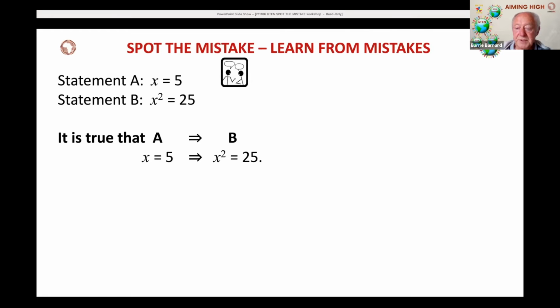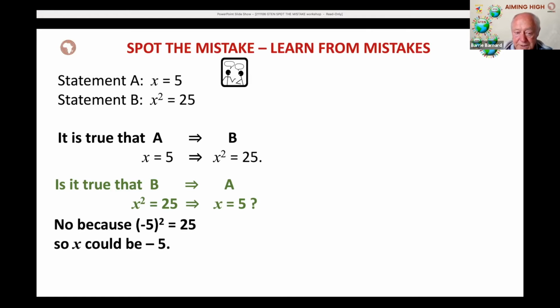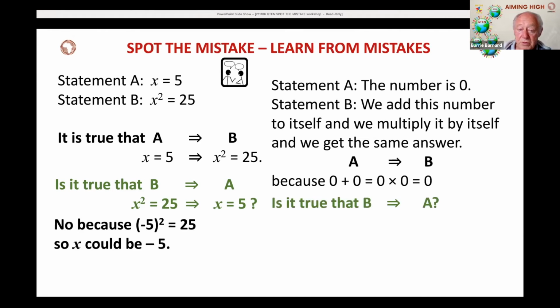But the question now is, does the converse hold true? And I think that's coming up now. So it's true that B implies A. And here we have a good look, and we see that minus 5 squared is also 25. So a minus 5 could also be an answer for x. So the converse in this case is not true. It's not the only answer that we can get. So let me just go back to this full screen.